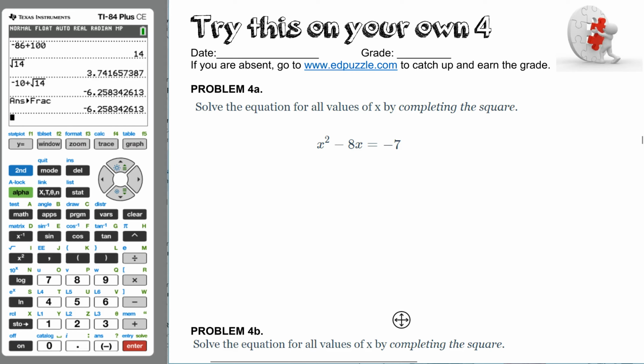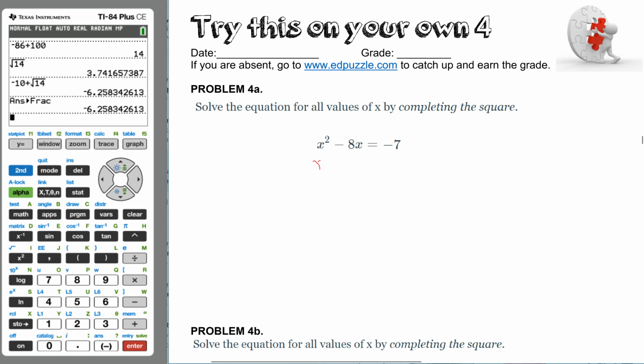Let's work now and try this on your own. This is an additional practice just to familiarize the steps. Again, we are learning the procedure in solving a quadratic equation by completing the square. In this case, the constant is already moved over to the right side, so that means we can go to finding the term that we need to add on both sides of the equation.